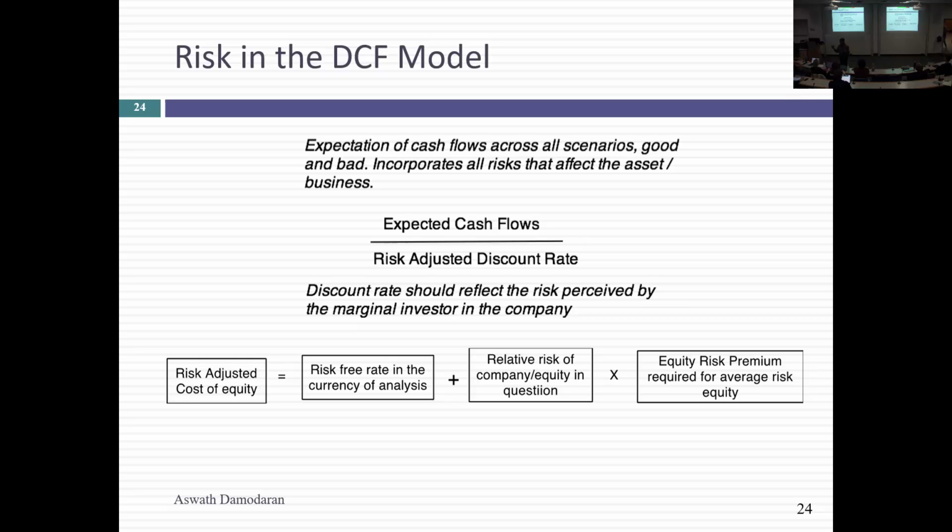Notice I've studiously avoided saying the word beta, because beta carries all kinds of luggage with it. But what is a beta? A beta is a measure of relative risk, right? Average risk company beta is 1, riskier company beta is above 1. So in a sense, a beta is a measure of relative risk.